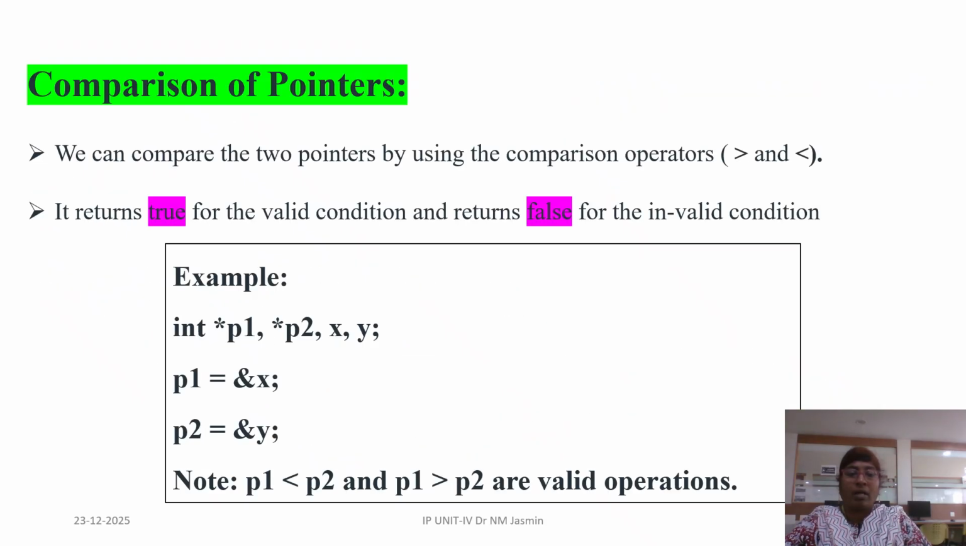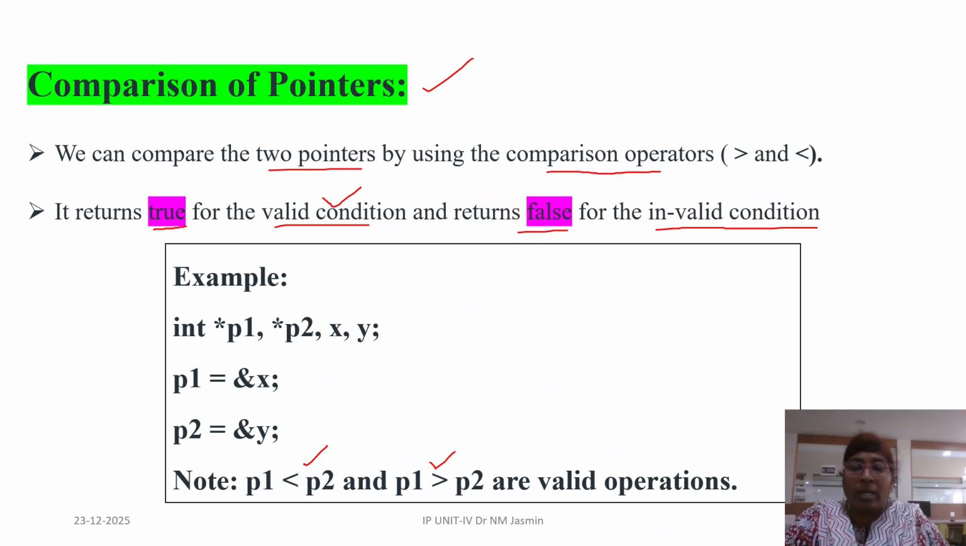Next, last but not least, is the comparison of pointers. When you compare two pointers using the comparison operators, it returns true for a valid condition and false for an invalid condition. So based on this valid condition it returns true, and it returns false when it is an invalid condition.